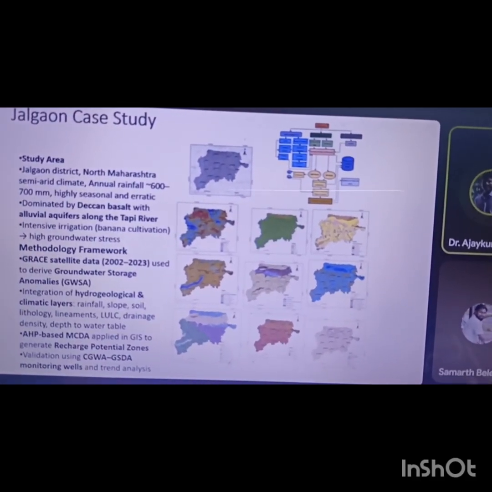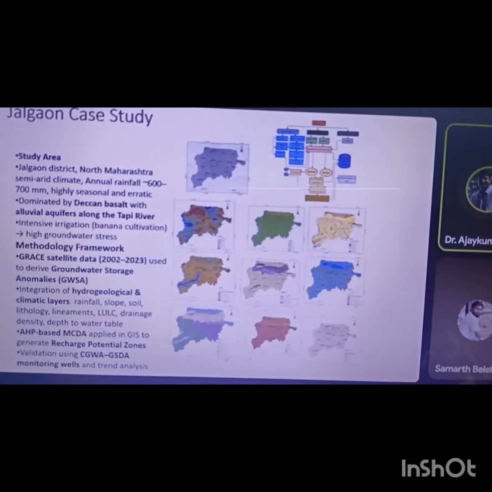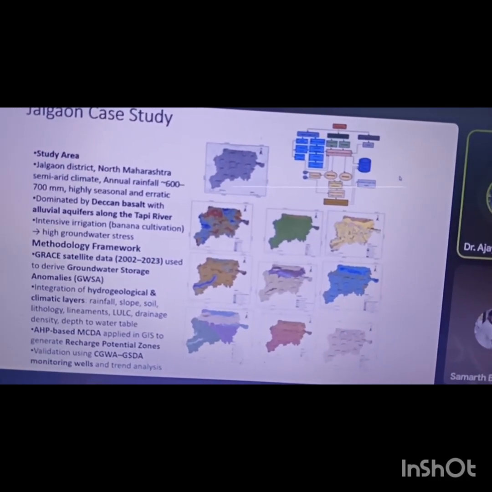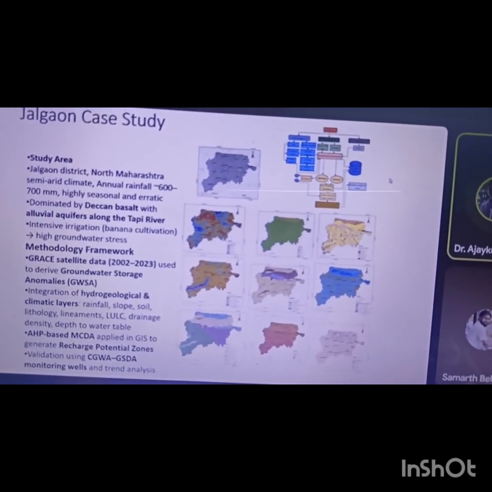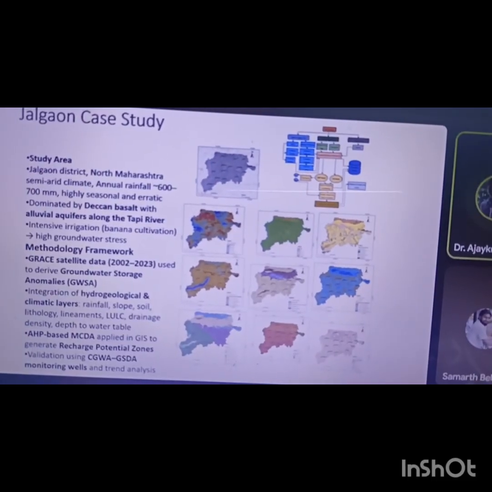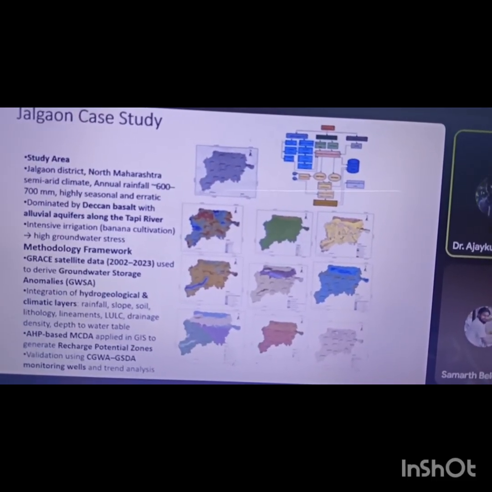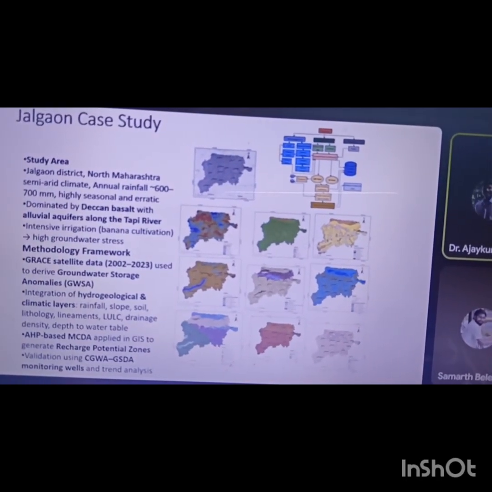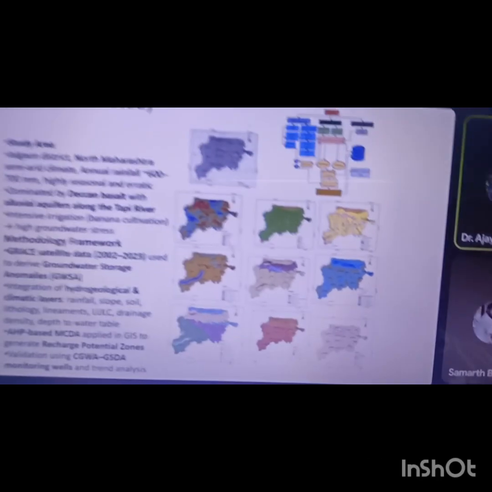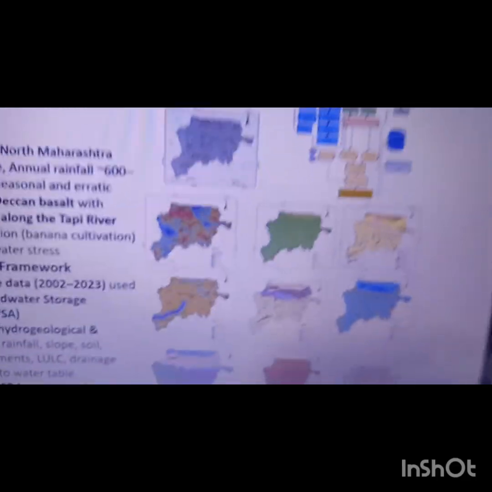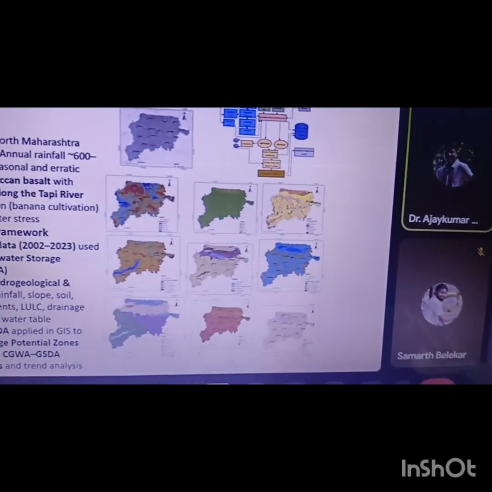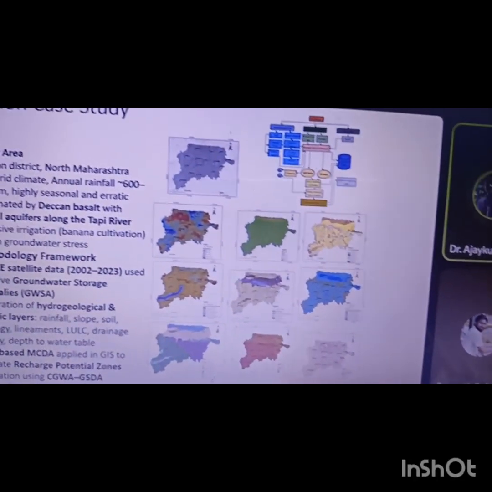At that time, we did this study, and more recently we did the study with the help of GRACE data. For this Jalgaon area, we identify where good groundwater potential is present. You get all the information here, you can read these things. The Jalgaon district is in North Maharashtra, with a semi-arid climate, so rainfall will be less and other things high.